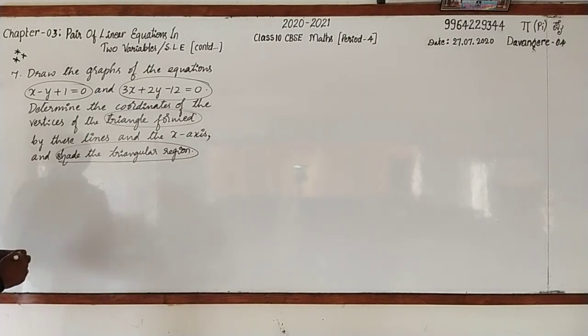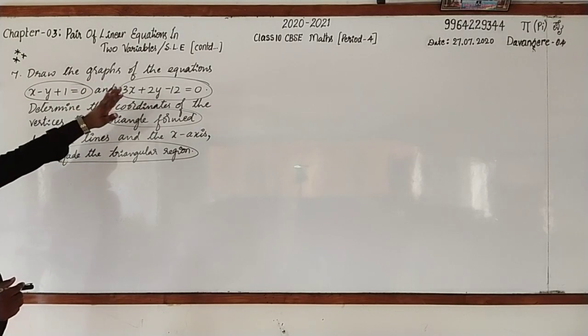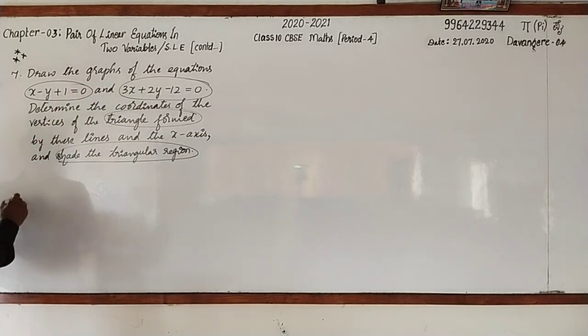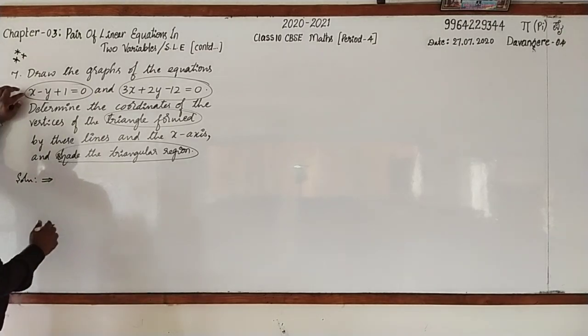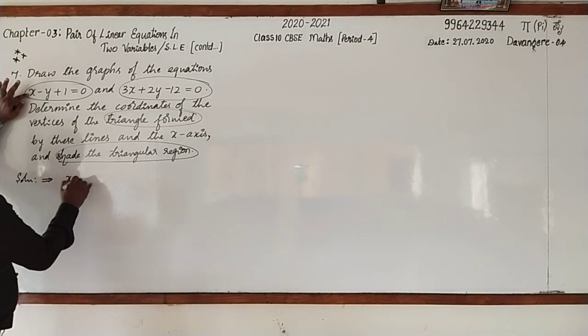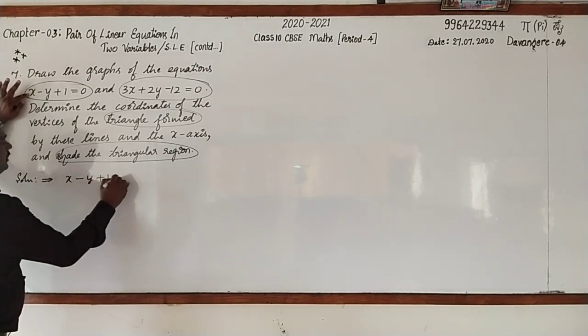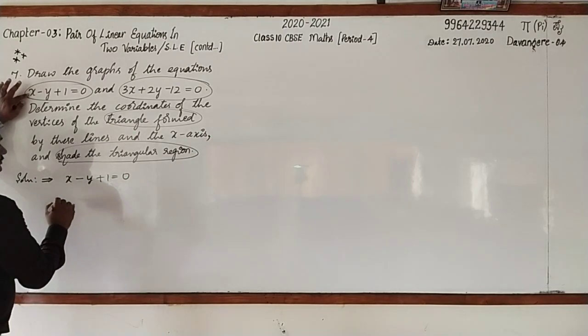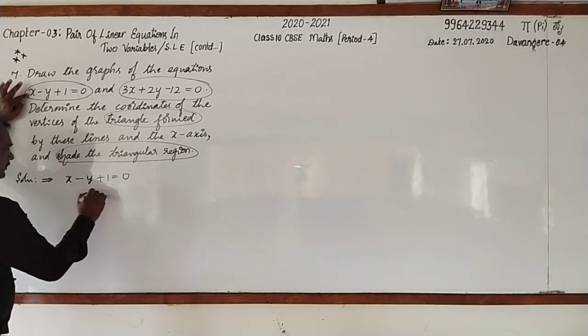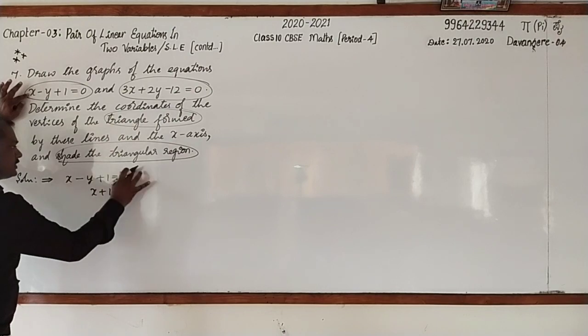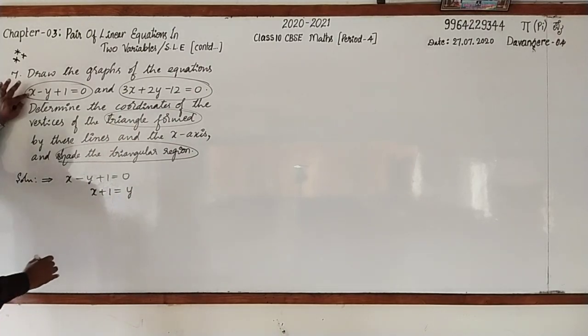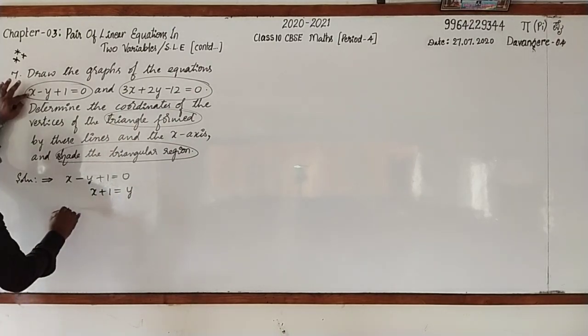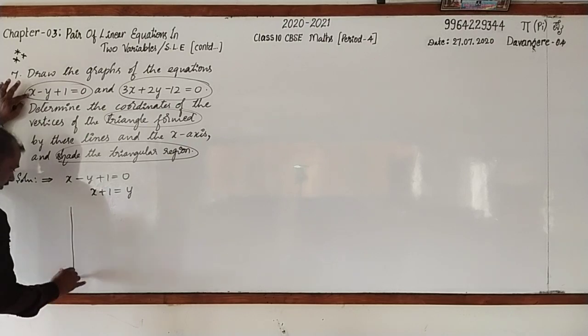What is the first one? Draw the graphs of these equations. To draw the graph, we need to find out the coordinate points. Let us take the equations one by one. x minus y plus 1 equal to 0. Right? Then solve for y. y equal to x plus 1. Transfer minus y to the right hand side, it becomes plus y. Find out the coordinate points.